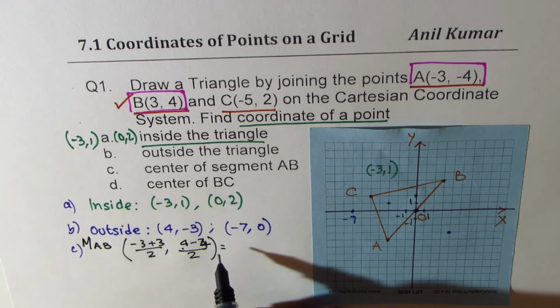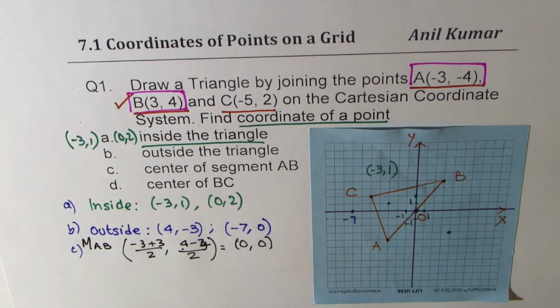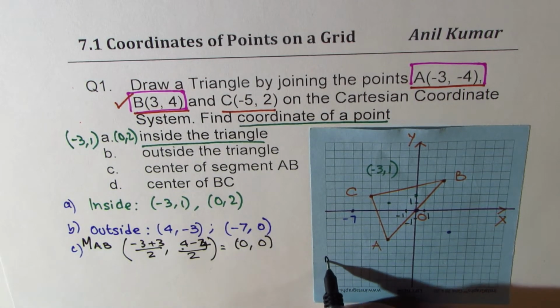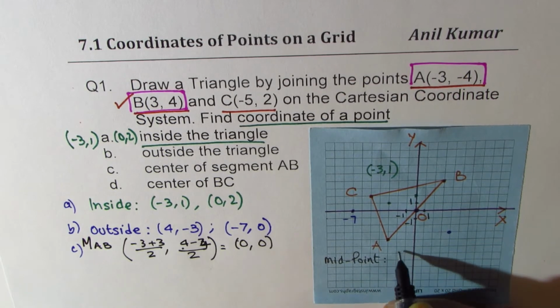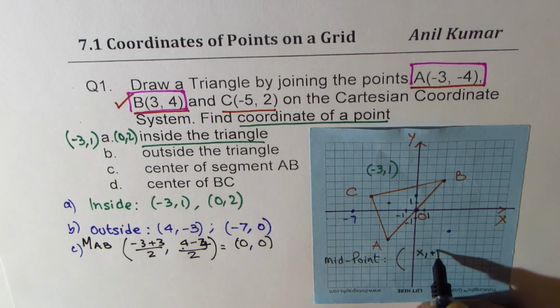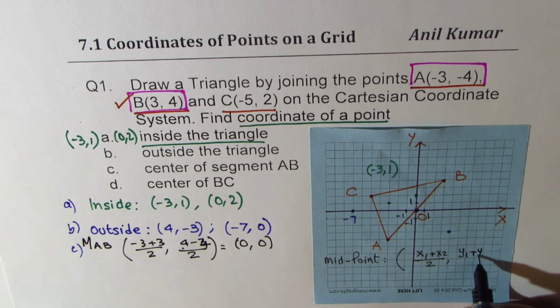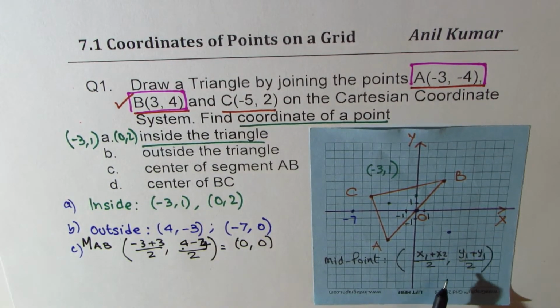Minus 3 plus 3 is 0. 0 divided by anything is 0. So we get 0, 0 as expected, the center value. Correct? So that gives you the midpoint formula. Let me write down the midpoint formula here. You can make a note of this formula. To find the midpoint, we have to add x values, let's say x1 plus x2, divide by 2. And also y values, y1 plus y2, divide by 2. Correct? That is how you get the midpoint.